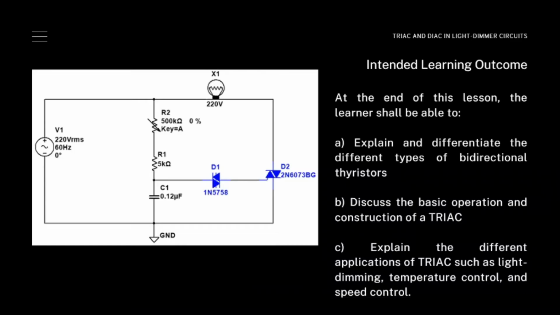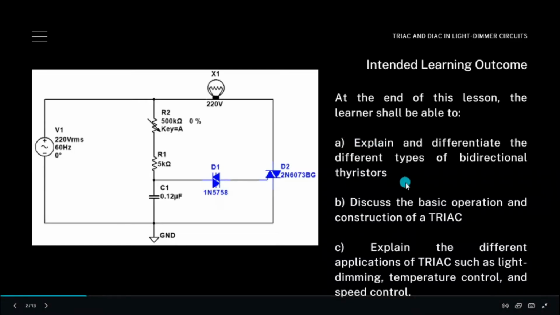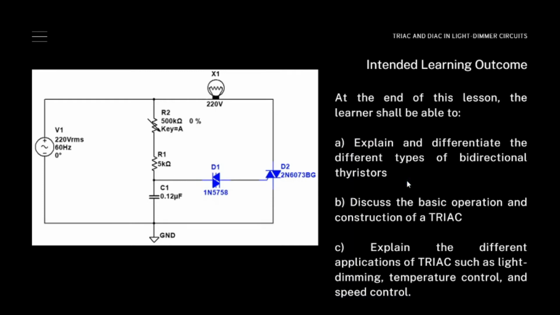At the end of this lesson, the learner shall be able to explain and differentiate the different types of bidirectional thyristors. Next is to discuss the basic operation and construction of a TRIAC. And lastly is to explain the different applications of TRIAC such as light dimming, temperature control, and speed control.